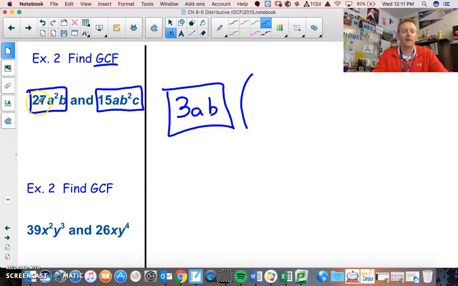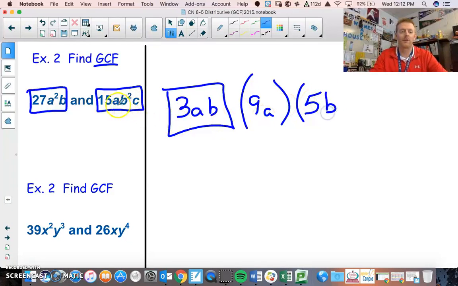Now the cool thing is the leftover stuff that we took out. If I divide out a 3, I'm left with a 9. If I divide out an A, I'm left with an A. If I take out a B, I'm left with nothing else because there's no more B's left. So if I multiply these together, I should get what we had at the beginning. So we're undoing stuff. Now if I had another one here, if I divided out a 3 from this 15, I'd be left over with a 5. If I divided out an A, I don't have any more A's left. I divided out one of the B's, so I do have a B left, because B to the second divided by a B makes one B left.